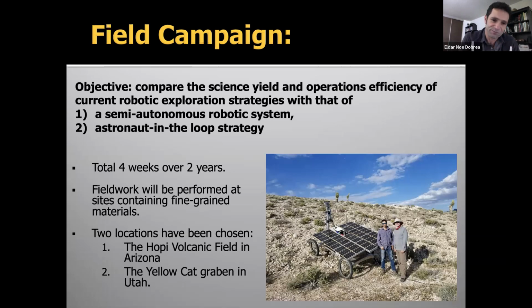Okay, so we're going to be in the field for a total of 4 weeks over a span of 2 years, 2 weeks in year 1, 2 weeks in year 2. And the field work is going to be performed at sites containing fine-grained materials to have some degree of analogy to other fine-grained particulate surfaces. We were considering 4 different locations initially, but we have narrowed down to 2 regions in which there are several sites. The first one is the Hopi Volcanic Field in Arizona, and the second one is the Yellow Cat Graben in Utah, which is just north of Arches National Park.